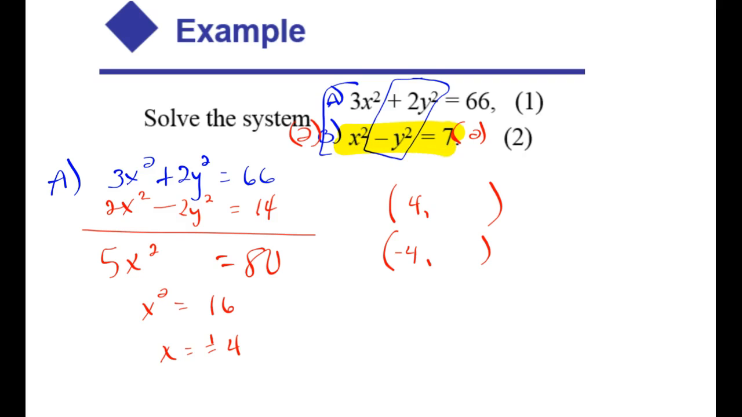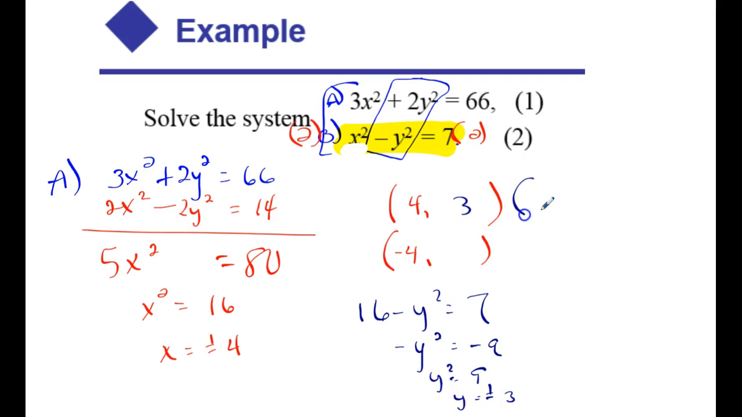and let x be 4. So 4 squared is 16. So 16 minus y squared equals 7. Negative y squared equals negative 9. So y squared is 9, and y is plus or minus 3. So this actually gave me a 3, but it also gave me a negative 3. So I'm picking up more answers.